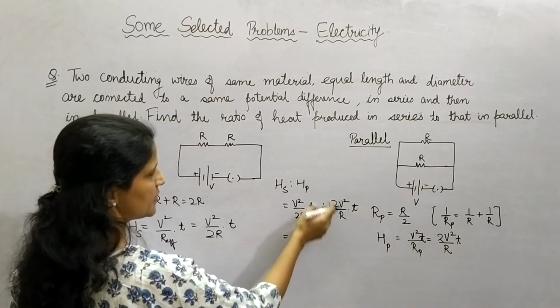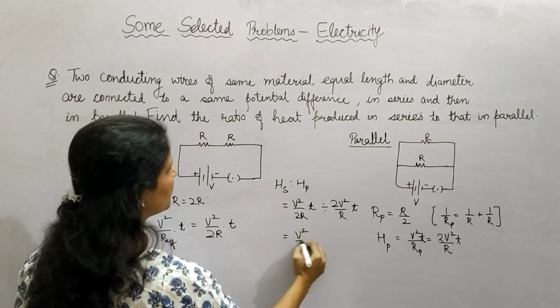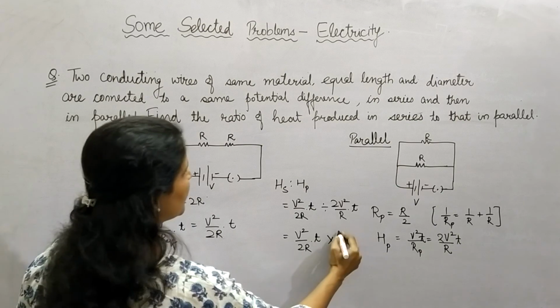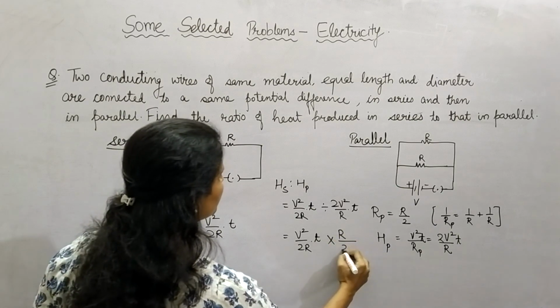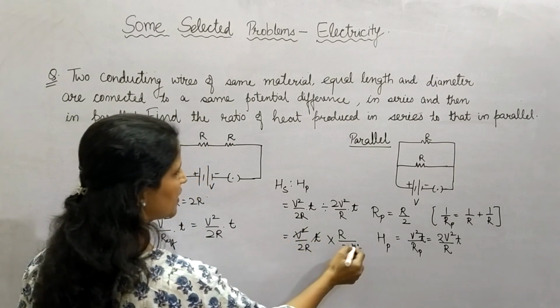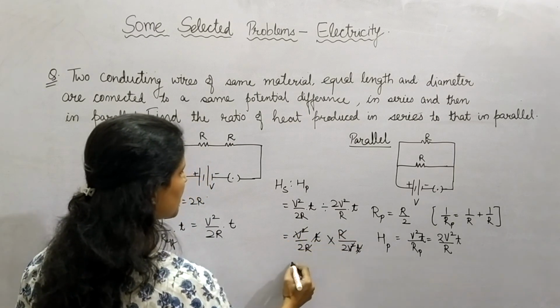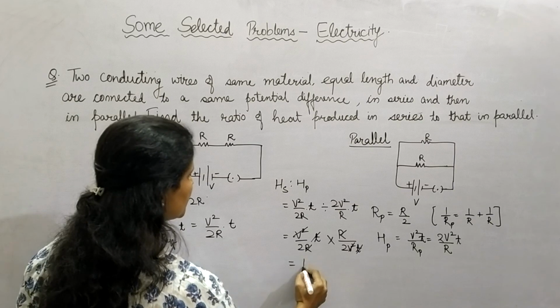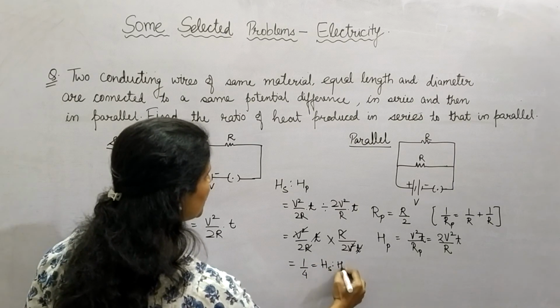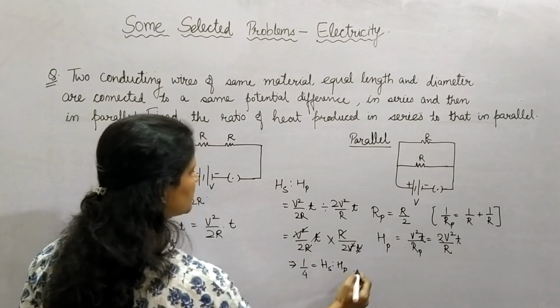इसको आप सिंप्लीफाई करने के लिए you can convert the ratio into product. The quotient could be converted into product like 2 upon 2V square into T. ये V square T cancel हो जाएगा, R भी cancel हो जाएगा, and the ratio left out is 1 upon 4, which means that Hs ratio Hp is 1 upon 4. So this is the result.